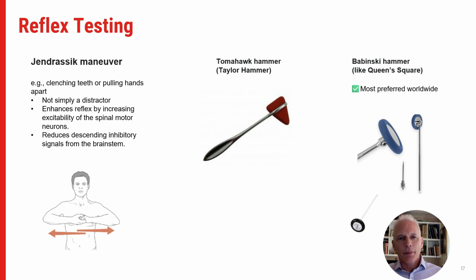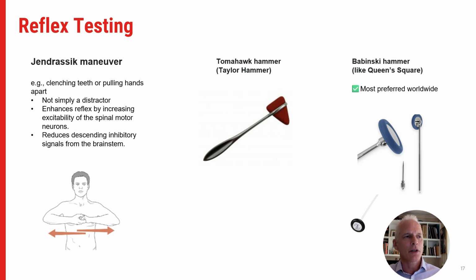Now, if you really want to improve your knowledge around reflex testing further, it's worth mentioning something called the Jendrassik maneuver. So this is a Romanian neurologist, a very clever fellow from the 1800s, who came up with the idea of clenching your teeth or pulling on your hands, as you can see in this picture here. And this basically enhances the reflex. So if you find that you're struggling to get a reflex from a patient, you may find that asking them to do the Jendrassik maneuver is quite useful.